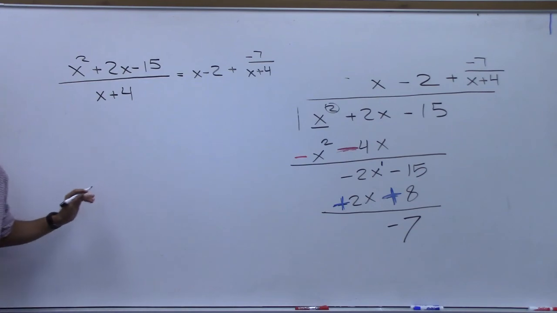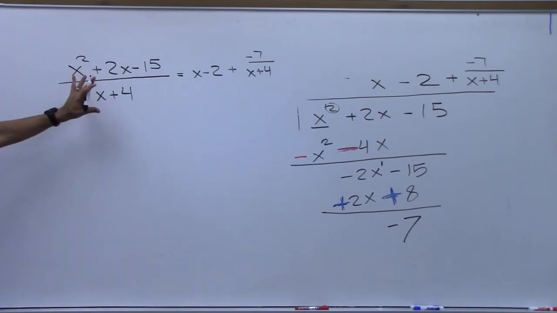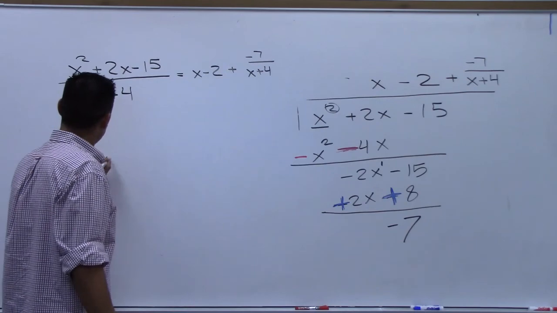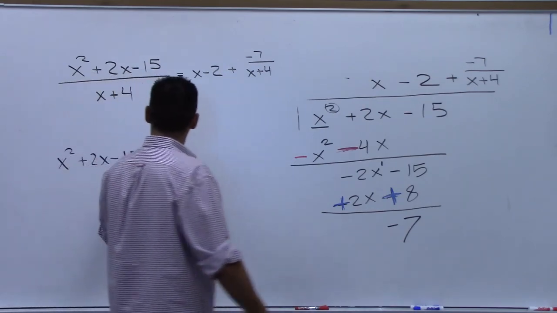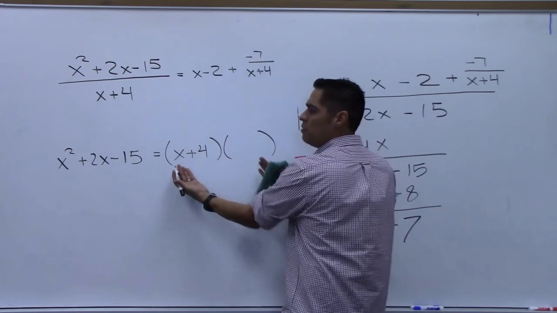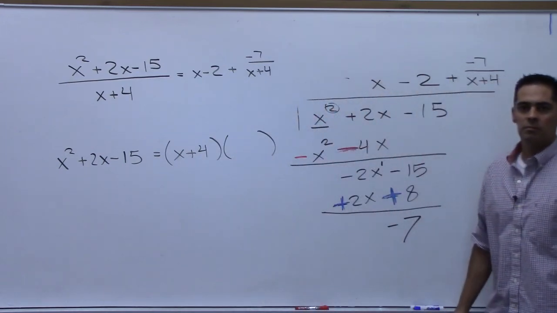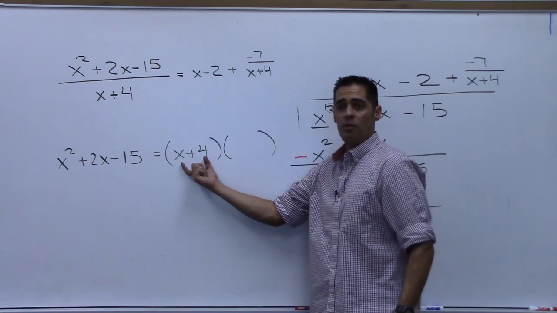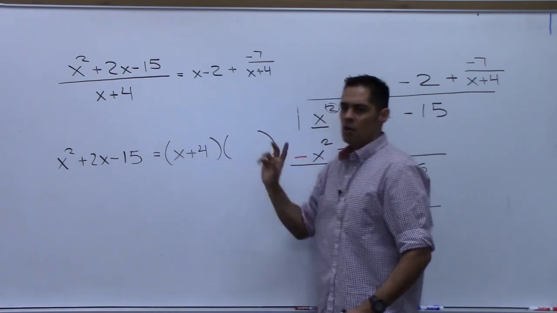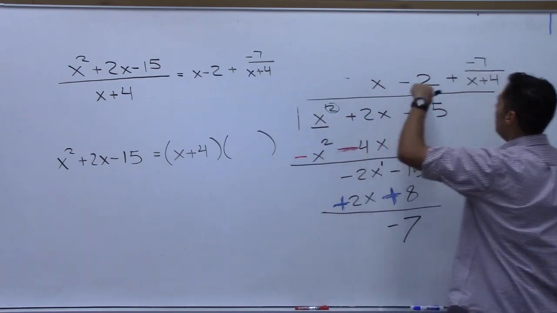Yeah? That's the answer to the long division problem. We're done. But now let's get back to where we were trying to go with this. x squared plus 2x minus 15. My question to you is, does this factor into two nice things? Like, does x plus 4 work as one of its factors? No, it doesn't, because when we try it, we get a remainder.